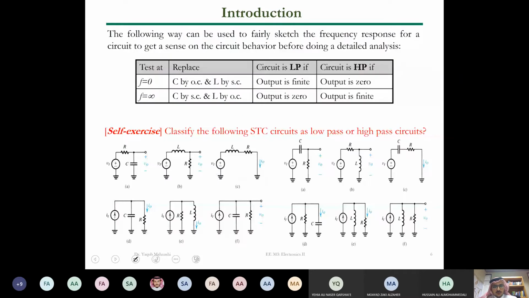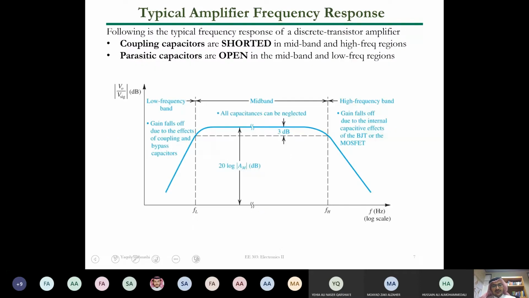Okay? This is for you, guys, self-exercise. I wanted to go over how you can, for example, derive or sketch the frequency response of these circuits. And we have only one time constant for each one. Right. If you have any problem with this one, let me know. This is kind of basics. I guess this is from your class 213.